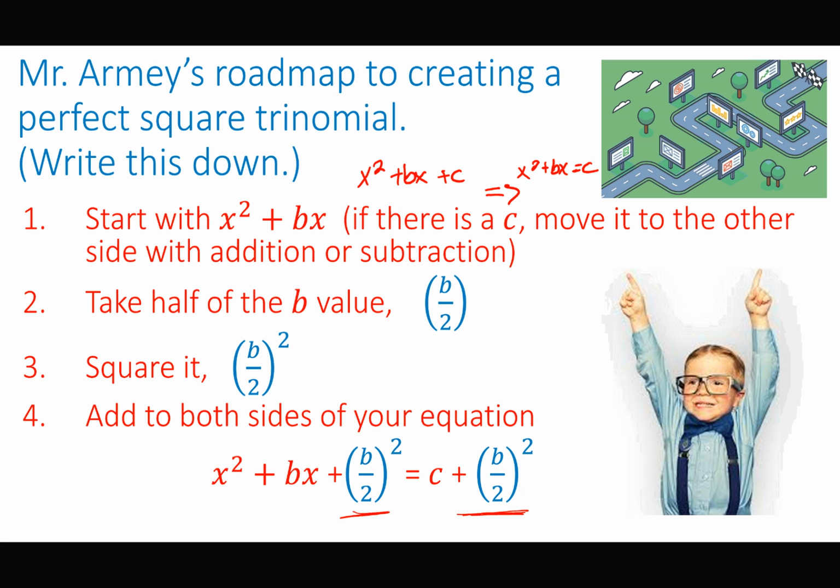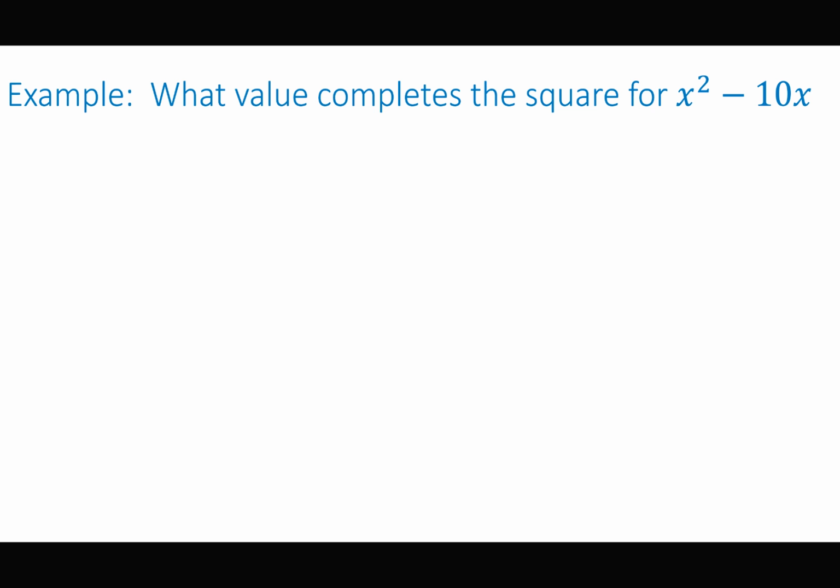All right, once I've done that, I've created my perfect square trinomial. So let's just look at what value completes our perfect square. So this one is nothing with solving. We're just trying to figure out, okay, x squared minus 10x plus something will create my perfect square trinomial.